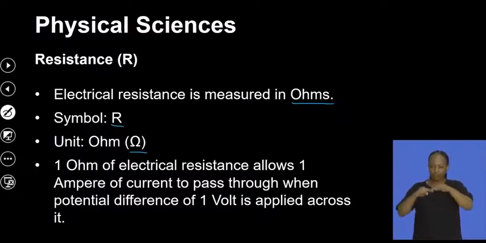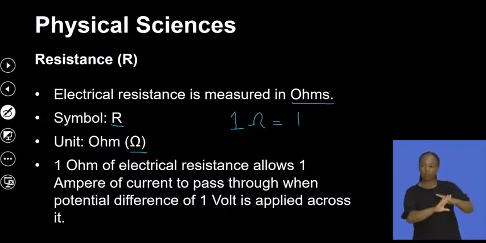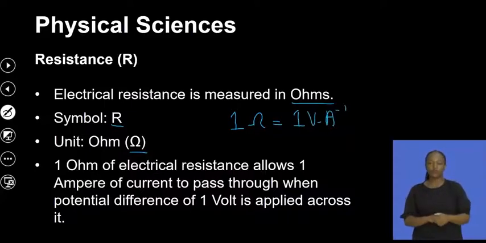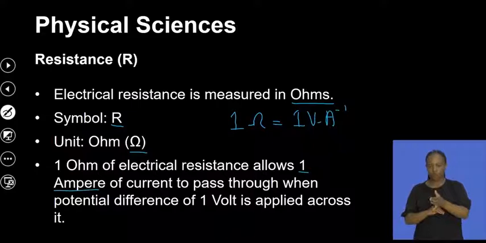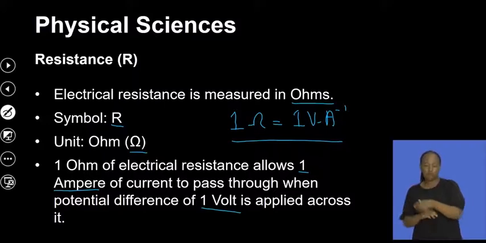So when do we have an ohm of electrical resistance? Let's remind ourselves once again. 1 ohm of electrical resistance is equal to 1 volt per ampere of current. So 1 ohm of electrical resistance allows a current of 1 ampere to pass through a resistor across which the potential difference of 1 volt is applied. So it takes us back to that mathematical equation.